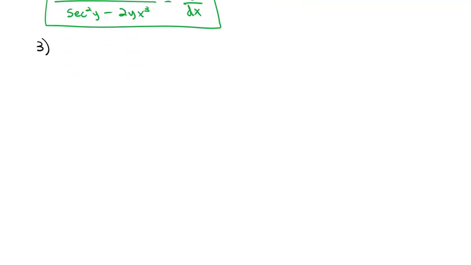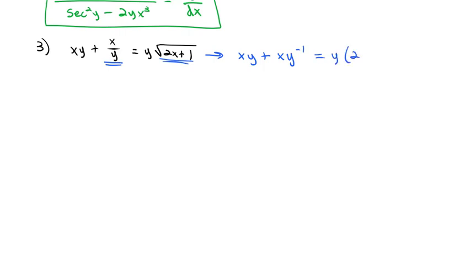Let's say we have xy plus x over y equals y times the square root of 2x plus 1. One thing that's going to help us make this derivative a little easier is the x over y. We can rewrite that y with a negative exponent. So we can just use the product rule instead of the quotient rule, which is much simpler. Also, the square root. The easiest way to take a derivative with the square root is to change that to a fractional exponent of 1/2, and then we can just use our exponent rules. So let's rewrite this problem as xy plus xy to the negative 1 equals y times 2x plus 1 to the 1 half power.